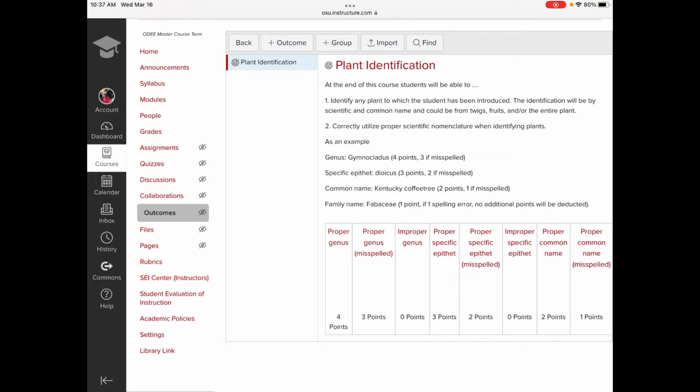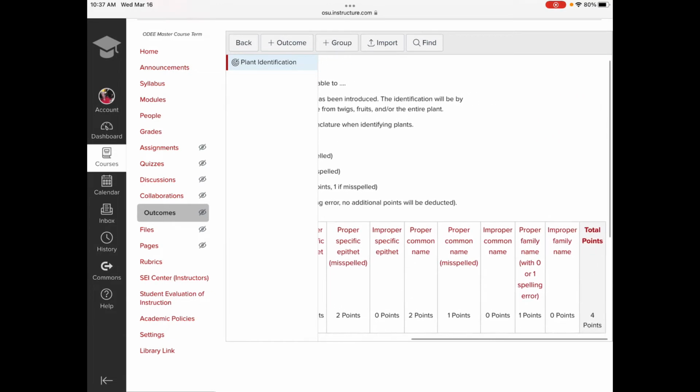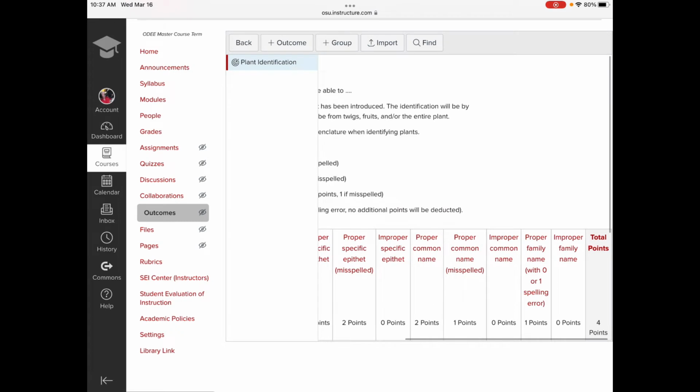then they get full points. If they spell it wrong, they miss 1 point. Otherwise, they're going to get 0 points. So their total score for the genus is 4, 3, or 0. Same thing for the specific epithet, common name, and family name, with the exception of if they've got a spelling error that it's still pretty obvious that they know what the family name is. I don't take off any points because it's only worth 1 point to begin with.